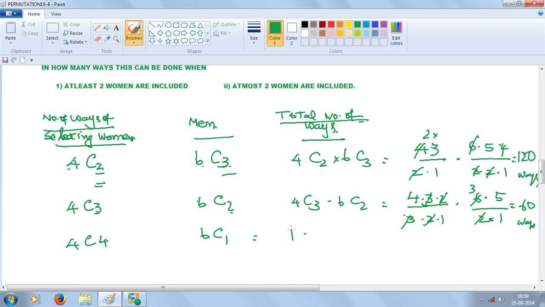So what is 4C4? It is 1. And 6C1: this 6C1 is 6, which is equal to 6 ways. So totally if you add, it is 186 ways.